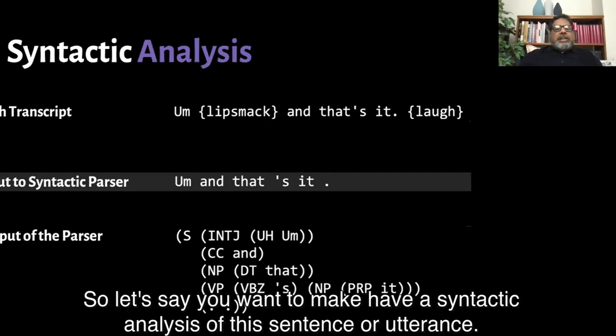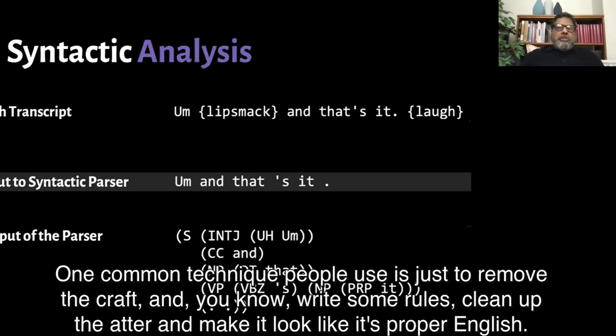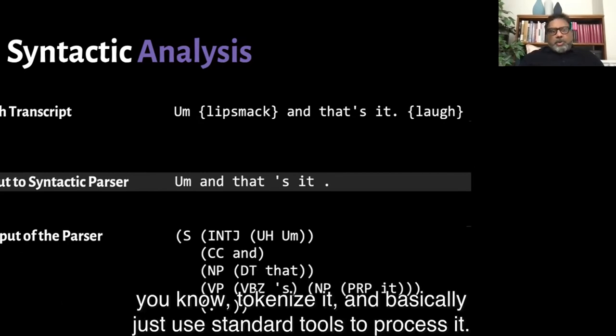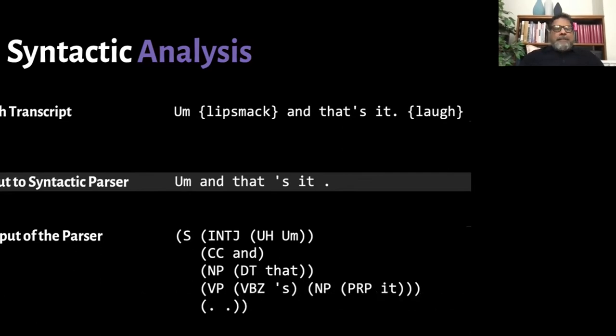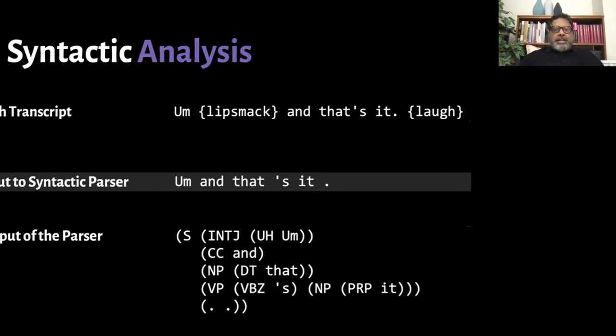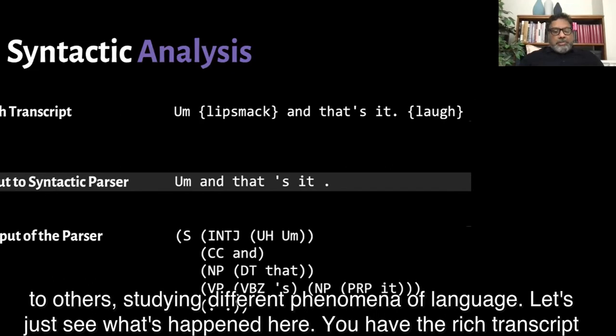Let's say you want to have a syntactic analysis of this sentence or utterance. One common technique people use is just to remove the cruft, write some rules, clean up the utterance, make it look like proper English, then tokenize it and use standard tools to process it. But in that process, they end up eliminating valid pieces of signal that have meaning to others studying different phenomena of language. Let's just see what's happened here.